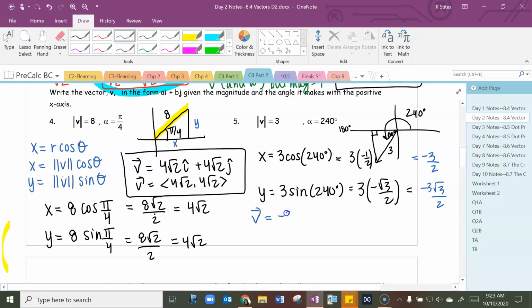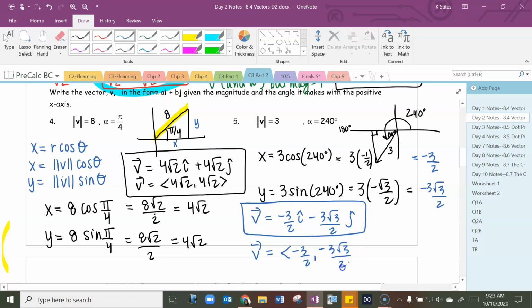Okay, and now we can write our vector. You can either write this as negative 3/2 i minus 3 root 3 over 2 j. So there's option 1. Or you can go ahead and write this with your angle brackets, <negative 3/2, negative 3 root 3 over 2>. And again, both of these are completely acceptable. It's like set notation versus interval notation. It doesn't matter. You can write it either way every time. Even though it says ai plus bj form, this is still that. Okay, so either is completely fine.